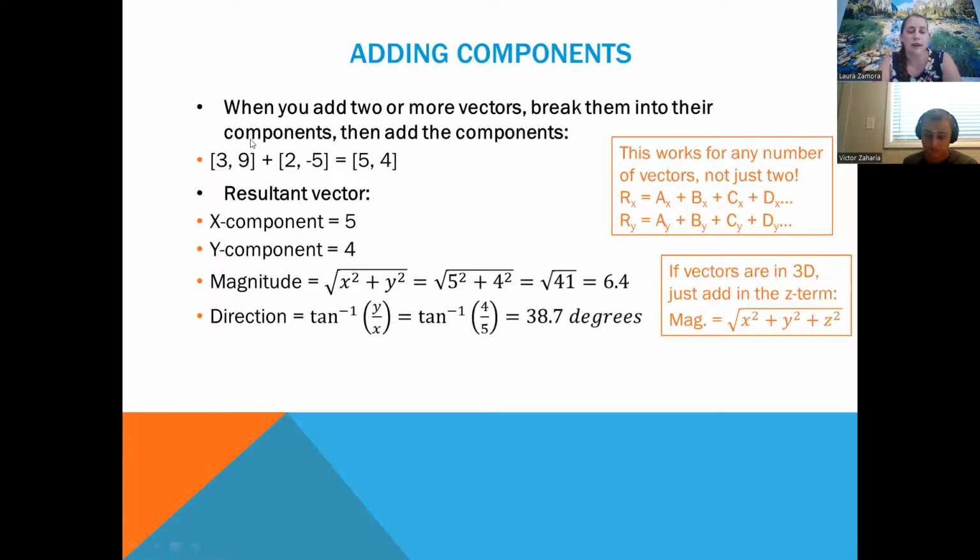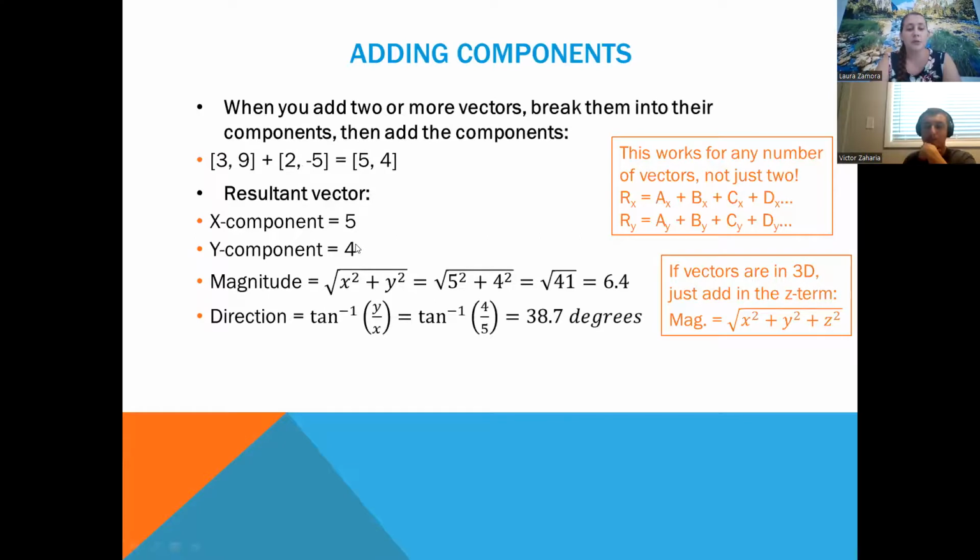So let's say we have two vectors that we're trying to add together and we have them written in this notation. Remember, the first number in the bracket is the x component and the second number is the y component. So when they're written out like this, it makes the addition pretty simple, right? We just add x with x. So 3 plus 2 equals 5. And we add the y with the y. So 9 plus -5 equals 4. And so this would be the components of our resultant vector, the result of adding together these two vectors. So our resultant vector has an x component of 5 and a y component of 4.